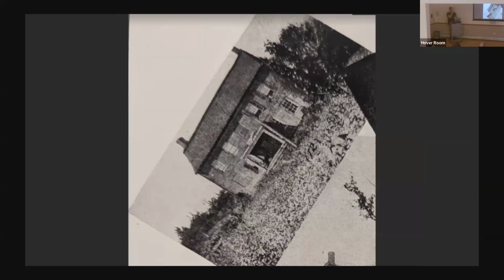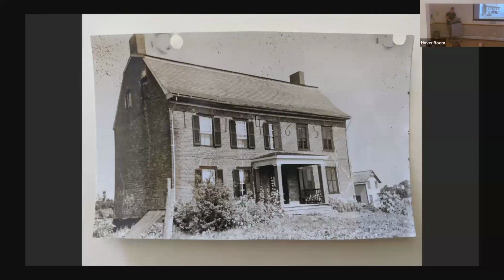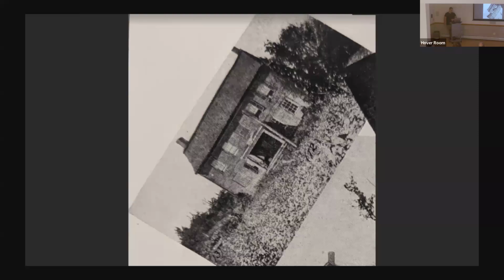And there's a view of the backside of the Kortz house. So that's the front of the house. There's a shot of the back of the house. These are the only two photos that we have of the 1765 Kortz house. It was torn down in the very early 1900s.